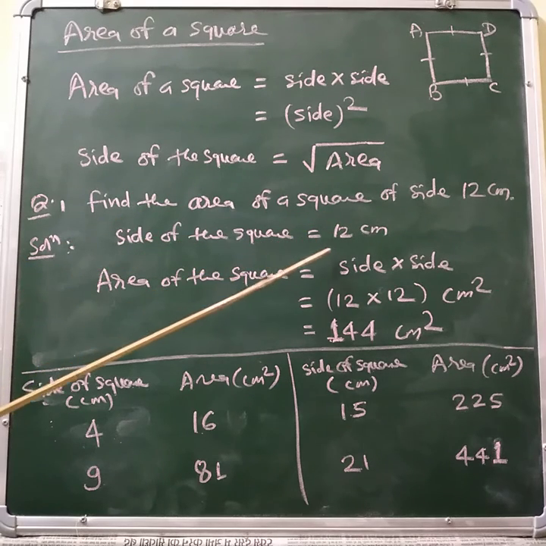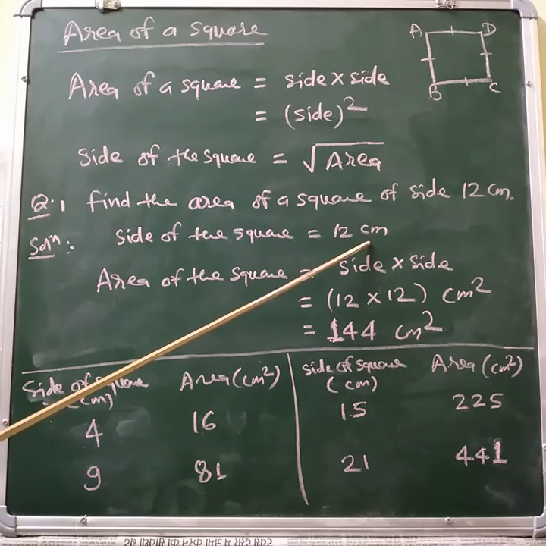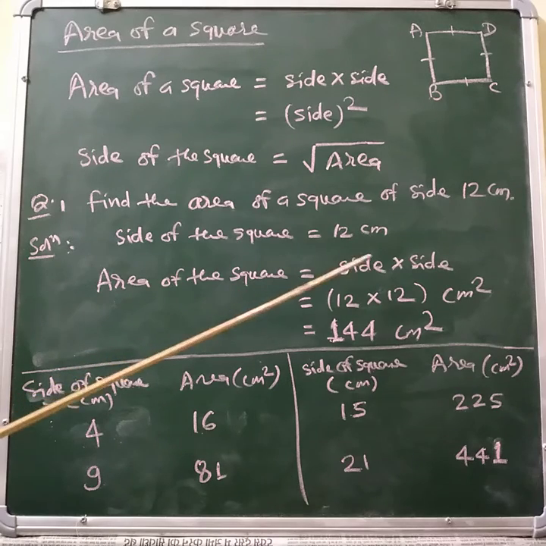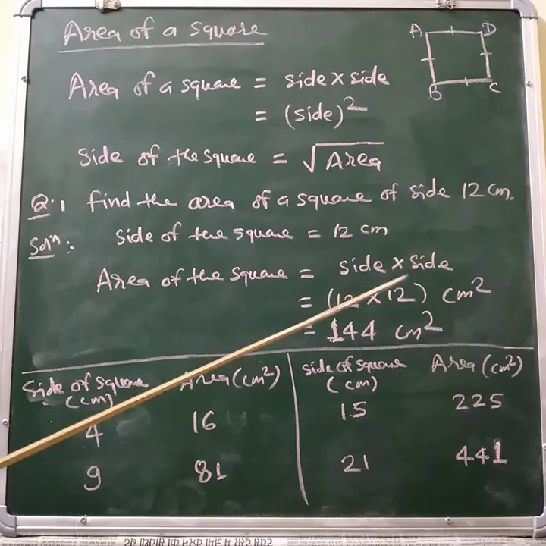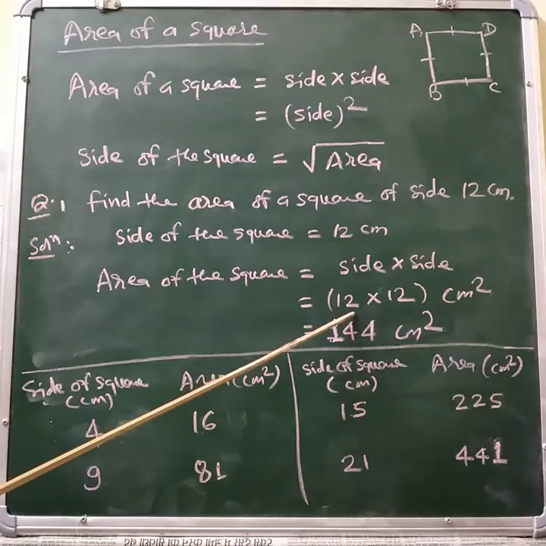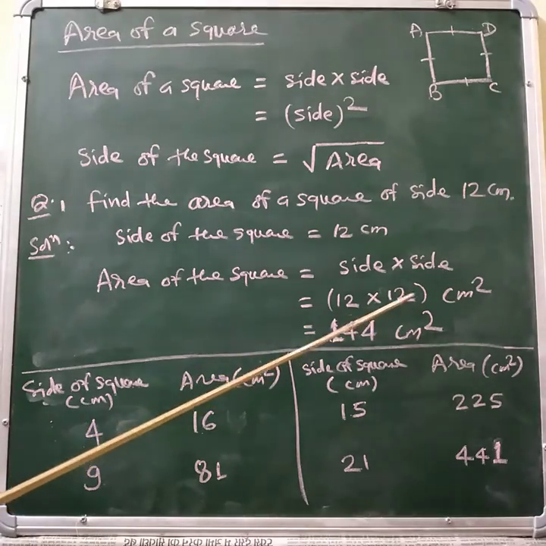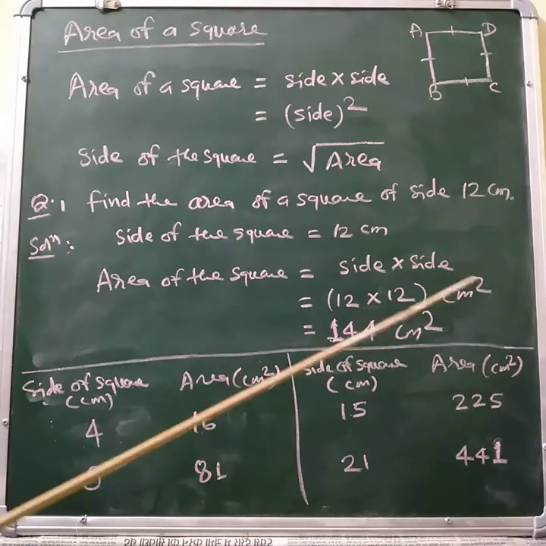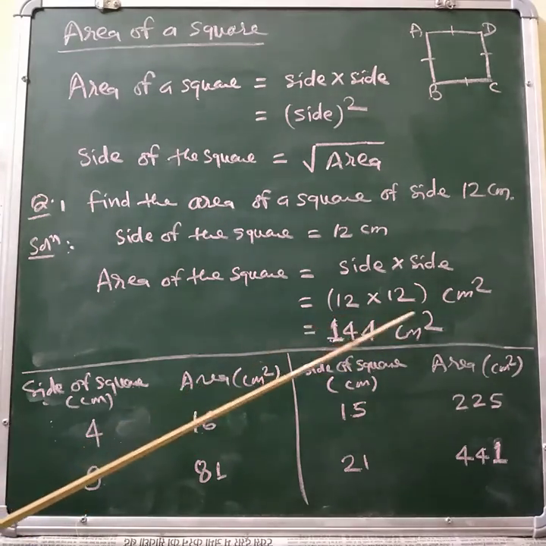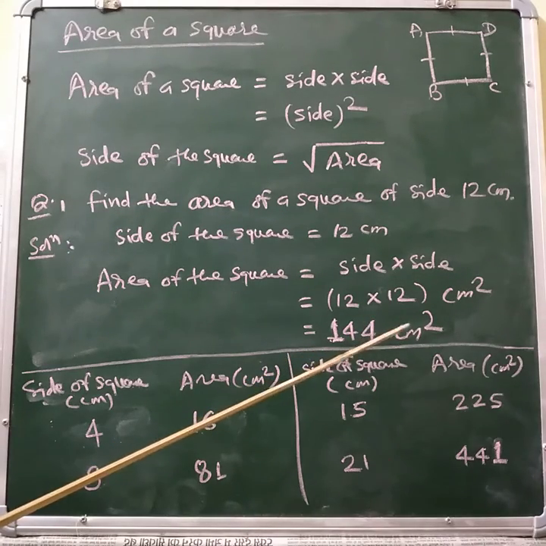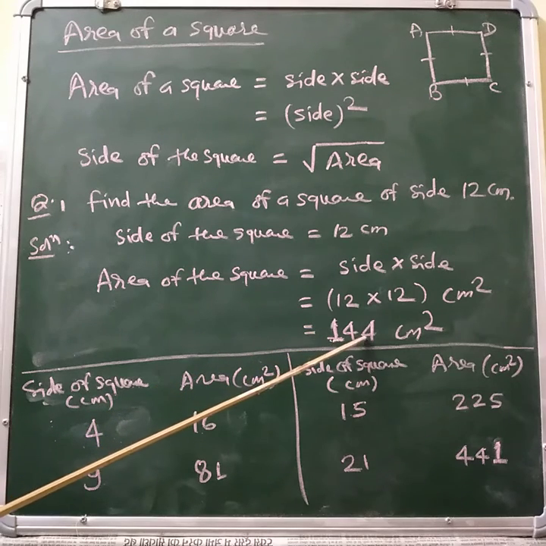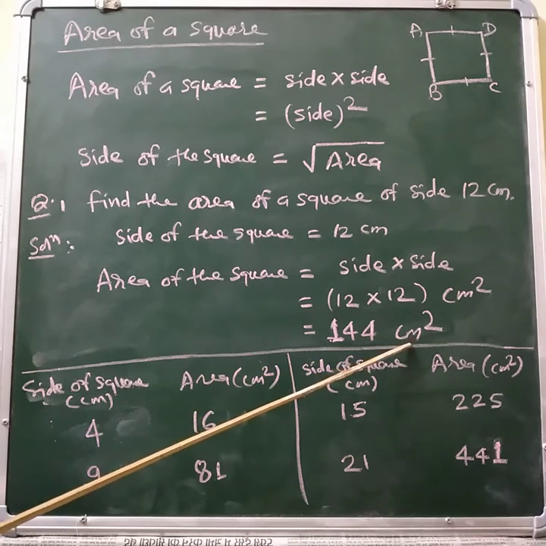Now the side of the square is given as 12 centimeter, and we know that all the sides of a square are of equal length. So the area of the square is equal to side multiplied by side. The side is given as 12 centimeter, so 12 centimeter multiplied by 12 centimeter. So 12 into 12 centimeter square, or square centimeter. Now multiplying 12 into 12 is equal to 144 square centimeter. So the area of the square is equal to 144 square centimeter.